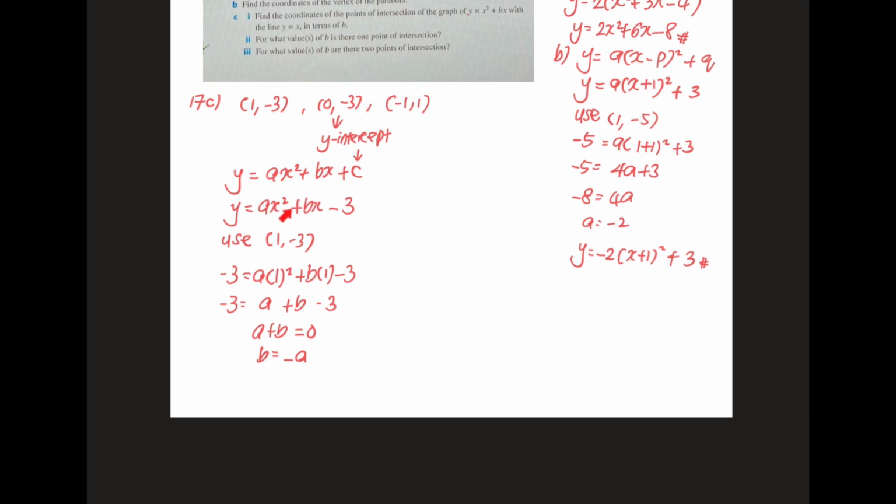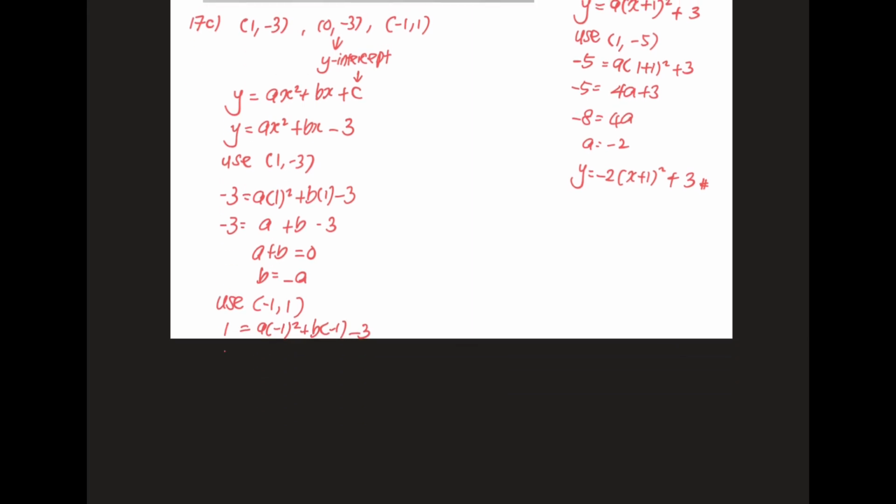Okay, then I can use another point. I have this point as well, minus 1 and 1. I substitute here and here again. So I just write it down first. Use minus 1 and 1. So this y, I substitute with 1, and the x's here, I substitute with minus 1. Okay, so 1 equal to a minus 1 squared plus b minus 1 minus 3. So then I get y equal to a minus b minus 3.